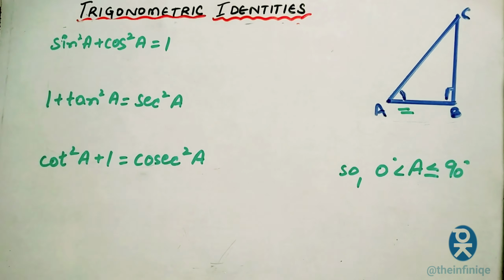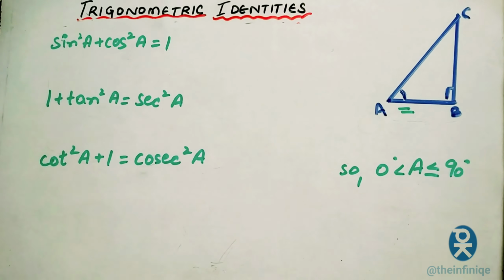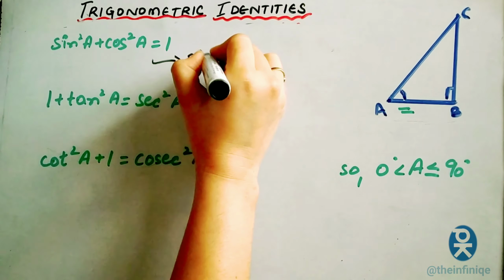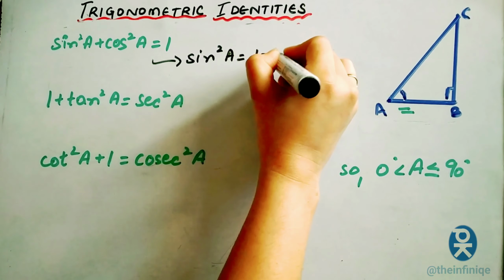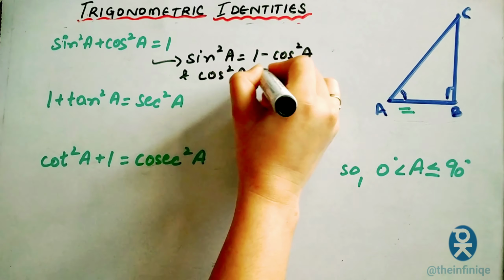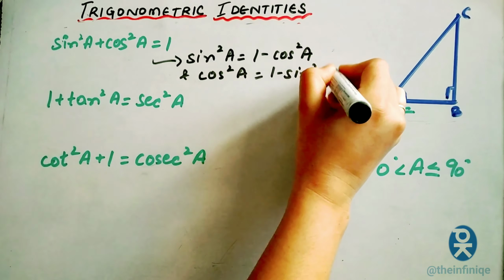Using these identities, we can express each trigonometric ratio in terms of other trigonometric ratios. That is, if one of the ratios is known, we can also determine the values of the other trigonometric ratios. We can also find some more trigonometric identities using these identities, like from this, sin square A is equal to 1 minus cos square A, and cos square A is equal to 1 minus sin square A.